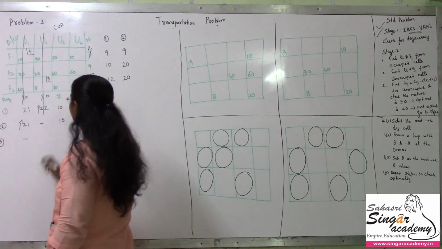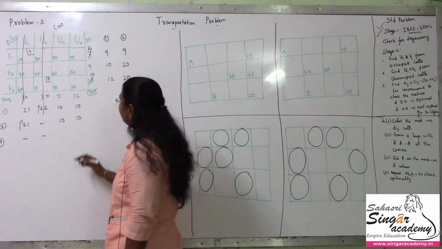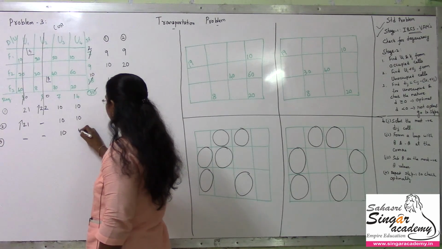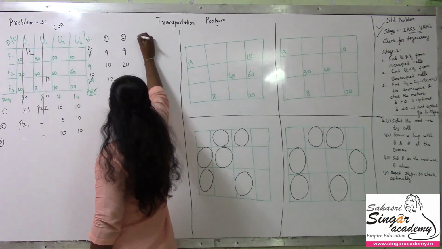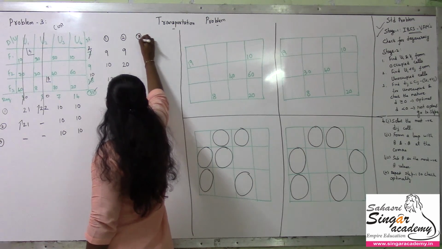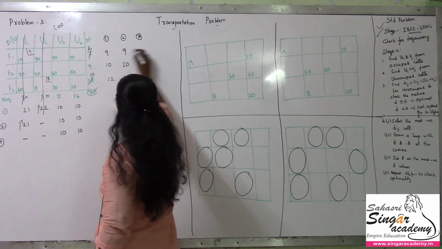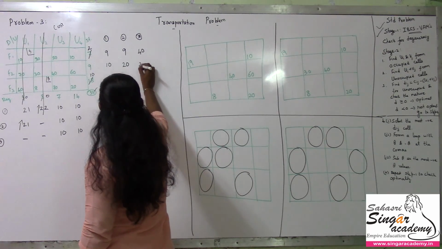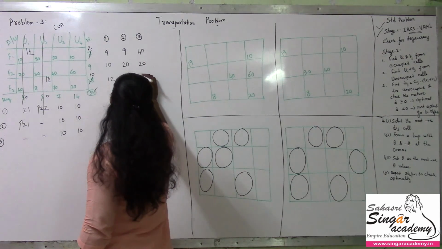Nothing to do with U1, nothing to do with U2. Now U3 is again 40 and 50, 10. U4 is again 10 and 20, 10. Let me go for the rows. 10 and 50, so 40. 40 and 60, so 20. 20 and 70, so 50.